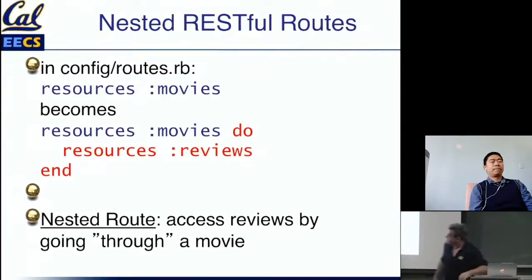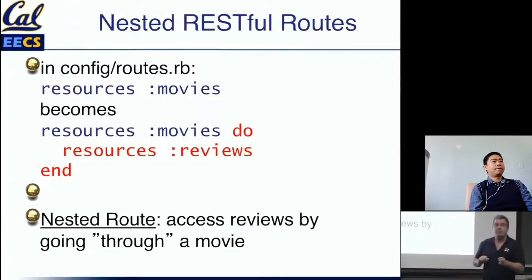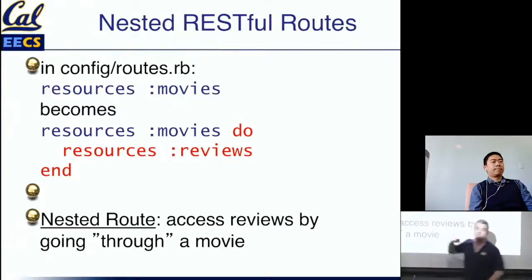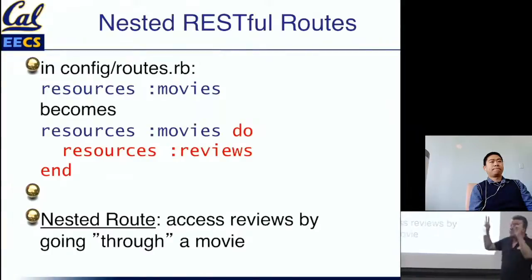So instead of just saying resources movies, suppose we say resources movies, and then we have a do block inside of which is resources reviews. This basically says reviews are also a resource, but they're a resource that belongs to a movie in the sense that it's meaningless to talk about a review without talking about which movie owns it. So I am nesting the resource of reviews inside the resource of movies.